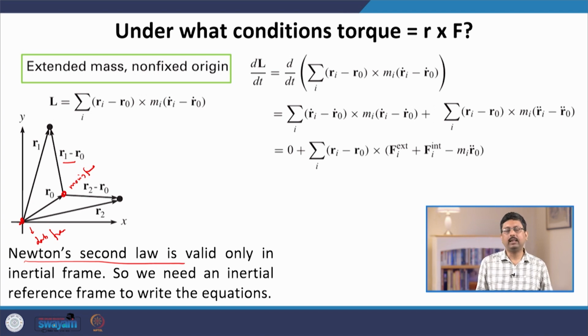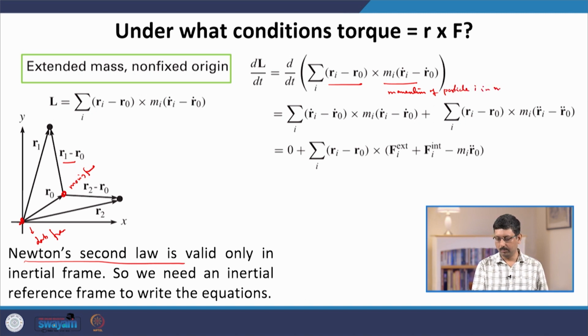So, we want to calculate the rate of change of angular momentum of this system of two particles in the moving frame. The first term is r_i minus R0, the position with respect to the moving frame, times the momentum of particle i with respect to the moving frame.